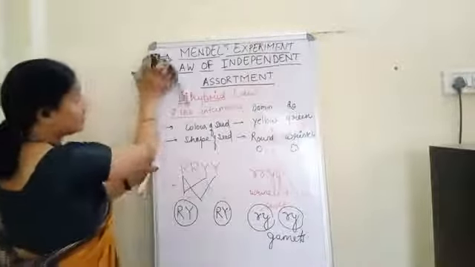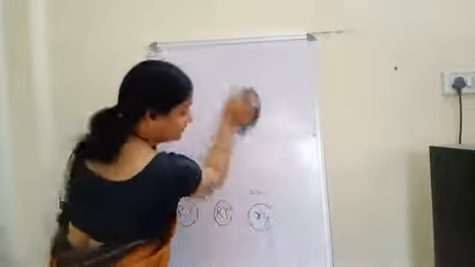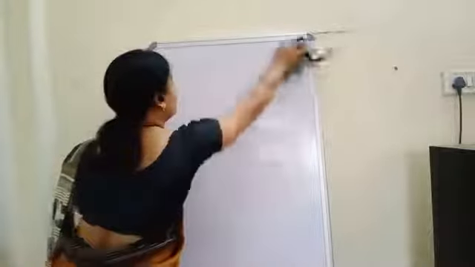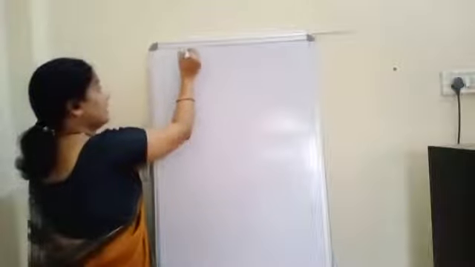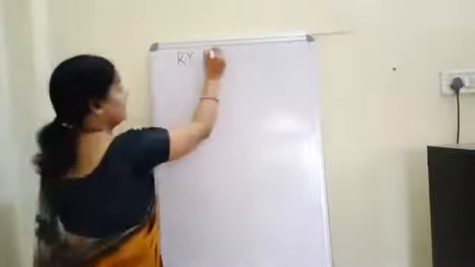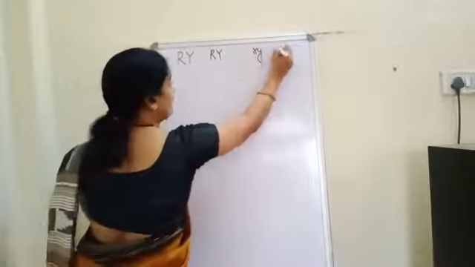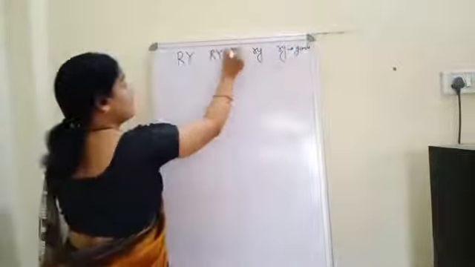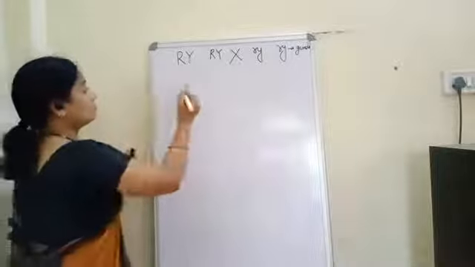Now I am erasing all these things to show you the cross. Now see, what were the crosses? He took capital R and capital Y, again capital R with capital Y, small r and small y, small r and small y. These are the gametes. Now he made a cross among them and see what result he found.